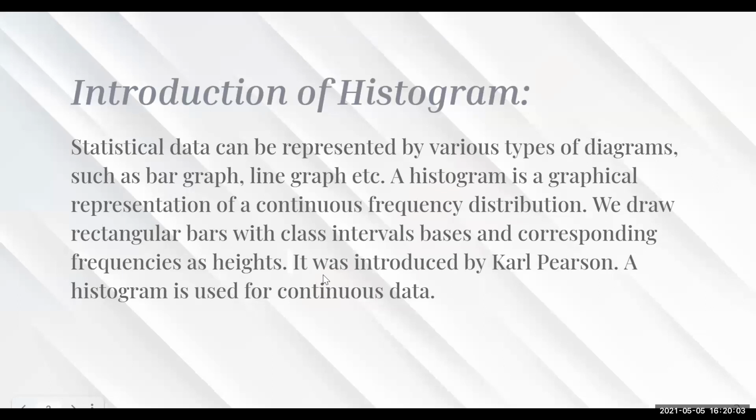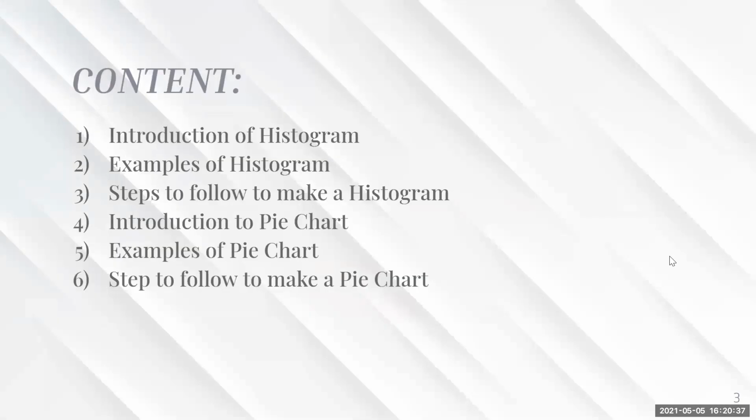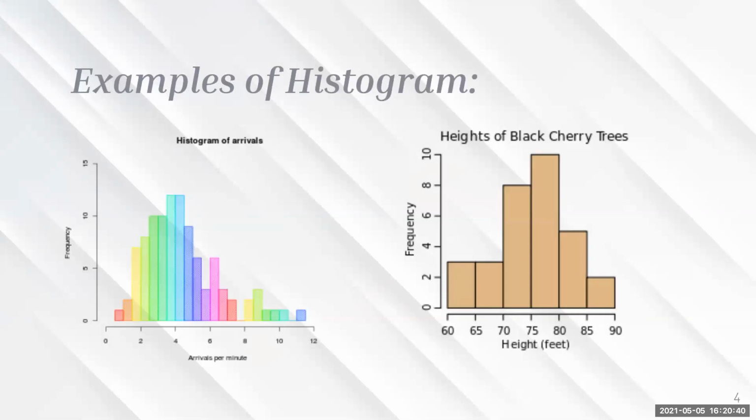Introduction of histogram. Statistical data can be represented by various types of diagrams, such as bar graph, line graph, etc. A histogram is a graphical representation of a continuous frequency distribution. We can draw rectangular bars with class interval spaces and corresponding frequencies as heights. It was introduced by Karl Pearson. A histogram is used for continuous data. These are some examples and pictures of histogram.